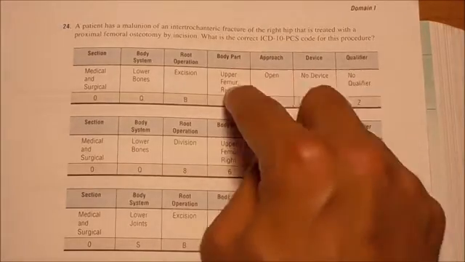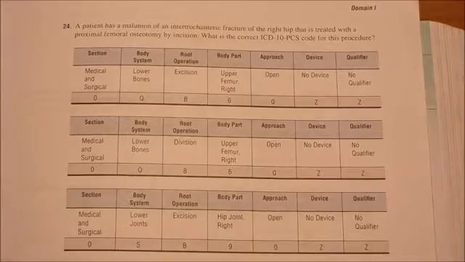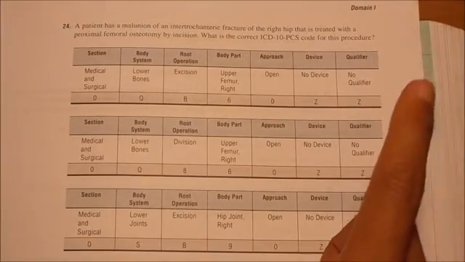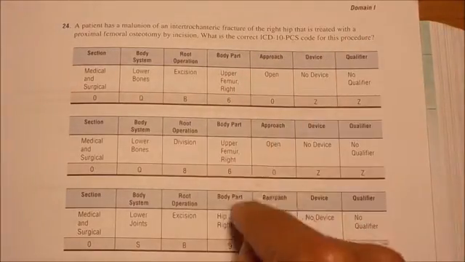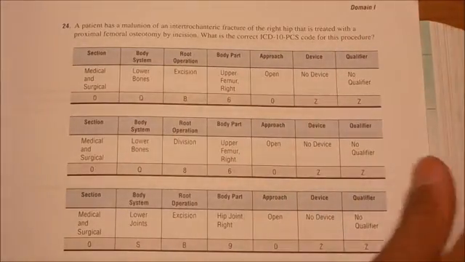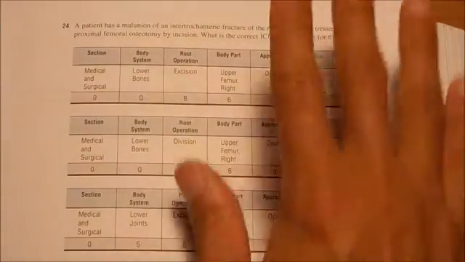Body part, you see upper femur right, hip joint right, hip joint right. Okay, so that is a question they're going to ask. Is it going to be upper femur right or hip joint right? And whichever one you choose is going to eliminate half of your options. Again, because you're choosing one, you can do this from the code bank. But the other ones where you have to choose multiple codes, I don't recommend doing that.